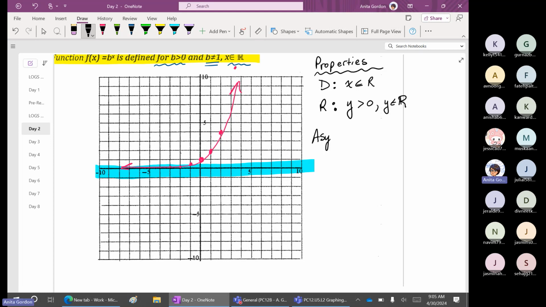I have an asymptote at y equals 0. Cannot cross that boundary. That's the thing I highlighted in blue. I have a y-intercept. When x is 0, y will be 1. It doesn't matter what base, in fact, I have. I could have a base of 4, of 10. Anything to the power 0 is 1. So my y-intercept should always be, for a base graph, 0, 1. And then for my x-intercepts, because I cannot cross the boundary, there are none.